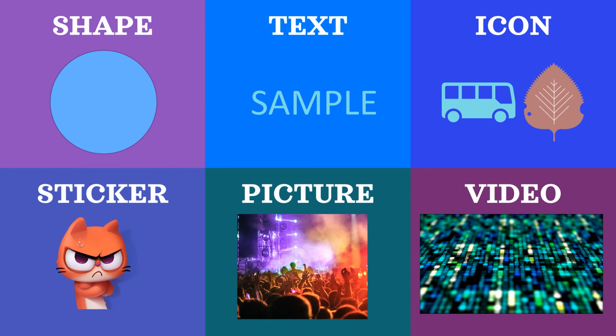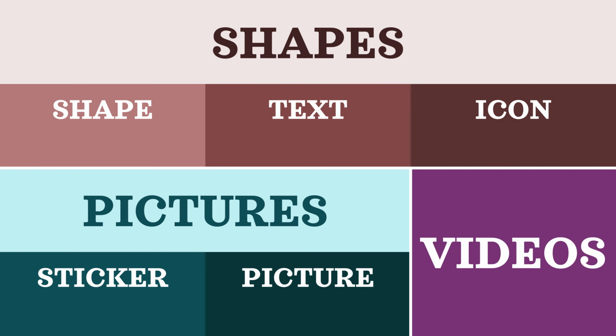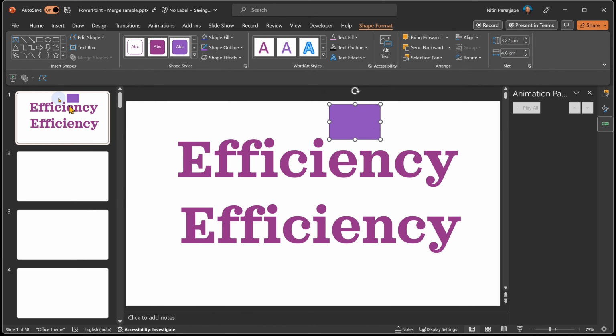Icons and illustrations can be converted to shapes. Sticker and picture are basically pictures and video is video. So that leaves one odd thing out, which is text. It's neither a picture nor a shape. It's text. So let's look at how to convert text to a shape, and then we have a very simplified way of combining things.